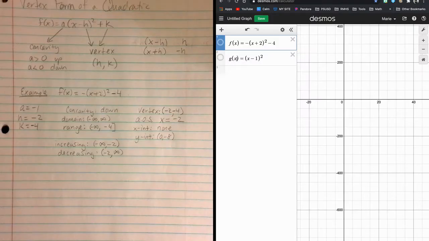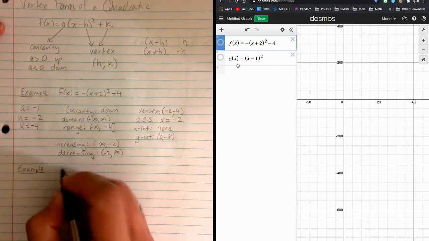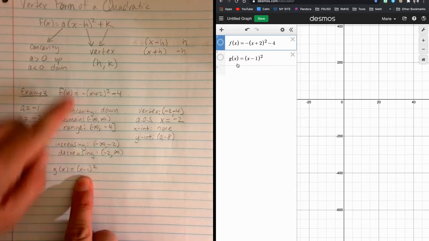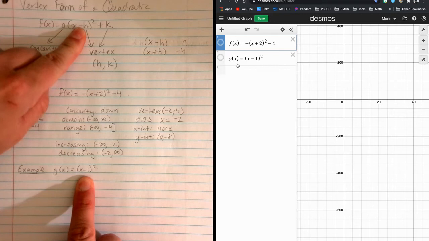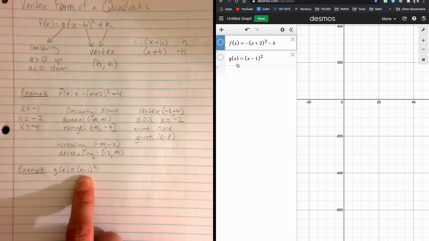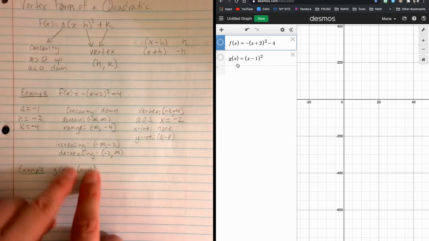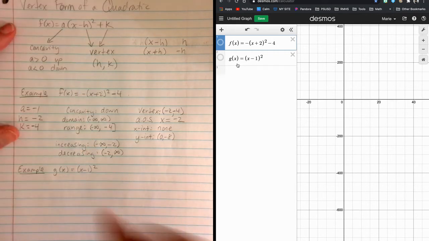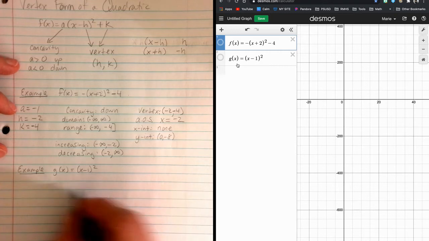We're going to look at the g of x function now. Remember, this is in vertex form. Now, this looks a little bit different than what we've seen here, but it is still vertex form. And again, how do I know this? Because it's a quantity squared. Okay. So let's identify what our a, our h, and our k are.